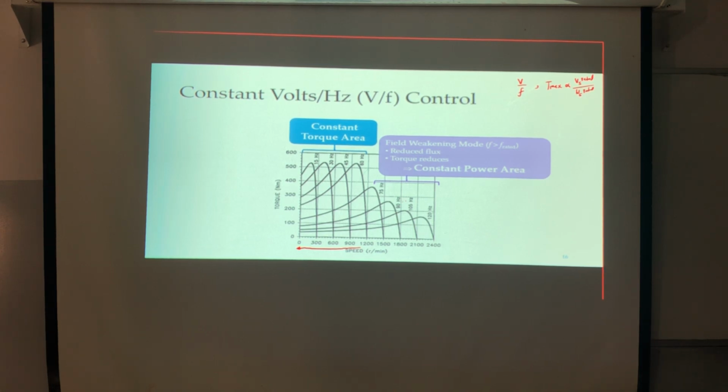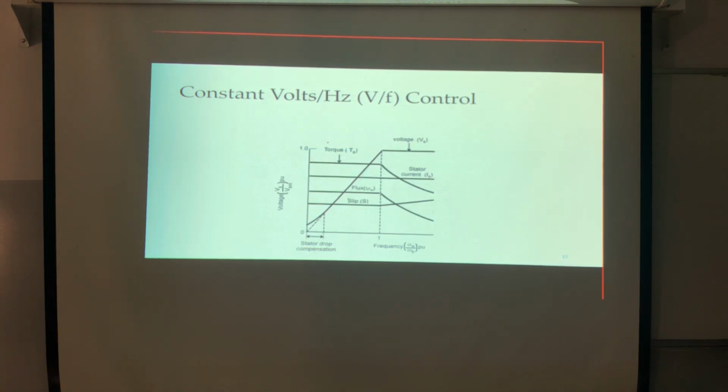Above that, I cannot hold the torque. The maximum torque will be reduced. The speed will increase; the no load speed will be increased. Why? Because I'm increasing the frequency, so the flux will be reduced. That we call the field weakening, in the case of F higher than the rated value. This region is called the constant power region, and this region is called the constant torque region. Good.